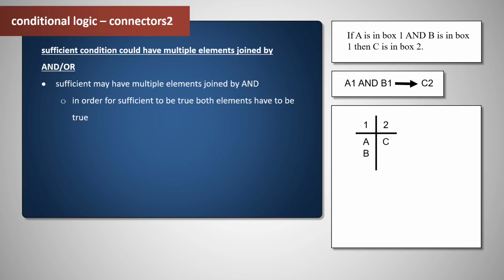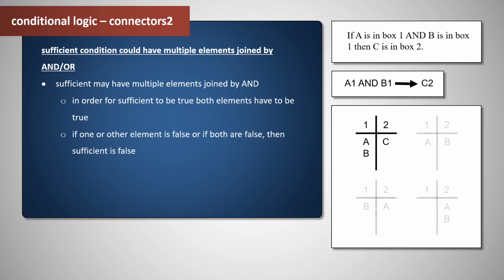Now, if one or the other element is false, or if both of them are false, then the sufficient is false. So we've got these three remaining possibilities. Maybe A is in 1, B is in 2, so it's not the case that they're both in 1. Or vice versa. Or maybe they're both in 2. Once again, these are all the different possibilities in which it's not the case that A is in 1 and B is in 1.